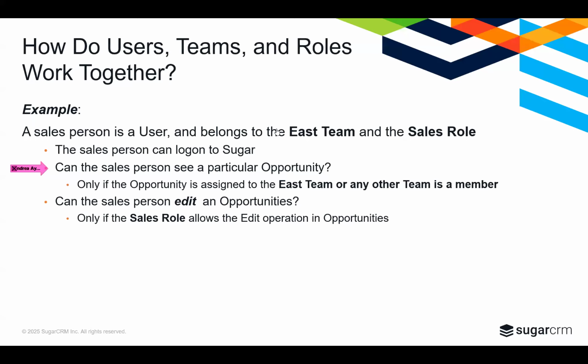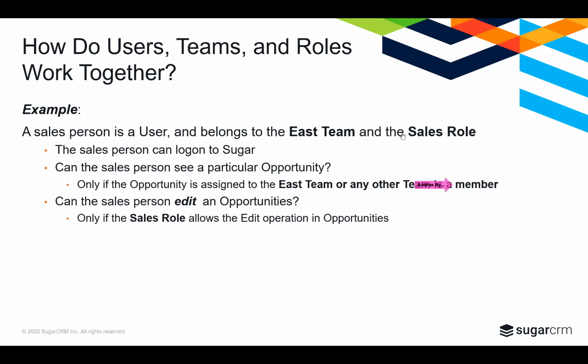Well, if they're in the East team, yes, or any of the other teams. You may have created an umbrella sales team. You may have created the East team in Boston, and it may be very specific to that particular city. Or it could be based on a particular region. So any other team that they're in, if that opportunity is in that particular team, then they'll be able to see it. Can they edit an opportunity?